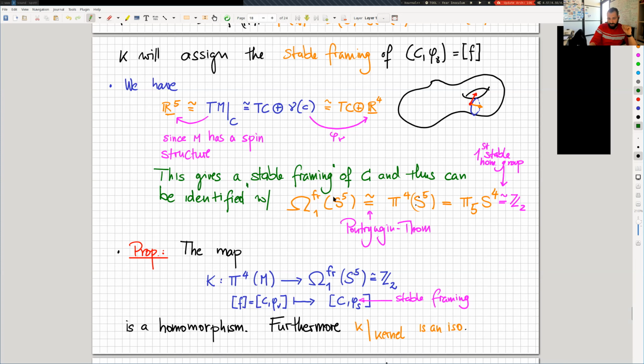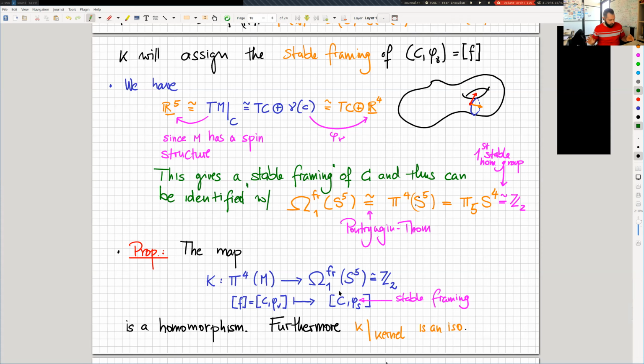So it's an element here, and this one gives us, with the Pontryagin construction, the fourth homotopy group of S5. But since I have here only spheres, it's the same as the fifth homotopy group of S4, and this is known to be Z2. So we are in the so-called stable range of homotopy groups, and this is just Z2, right? So in this way, this is the proposition here. I took an element here and produced an element in a Z2 group, in the sense that I took this normally framed submanifold and assigned a so-called stable framing.